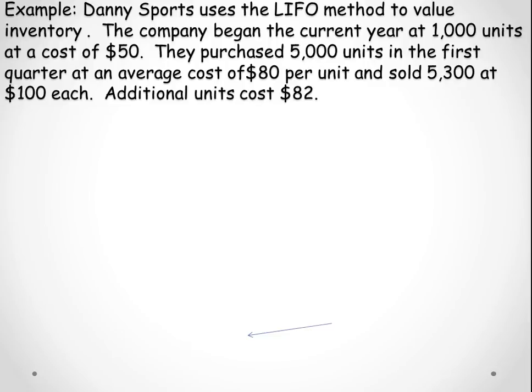So in this example right here, we bought units at an average cost of $50, and those were what were sitting in beginning inventory. And then during the first quarter, we purchased another 5,000 units with an average cost of $80 each. And then we sold 5,300 at an average price of $100. And we now know, based on going out to buy some more, that we're going to have to pay $82 each if we were going to buy new ones.